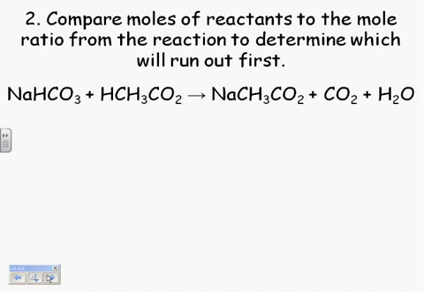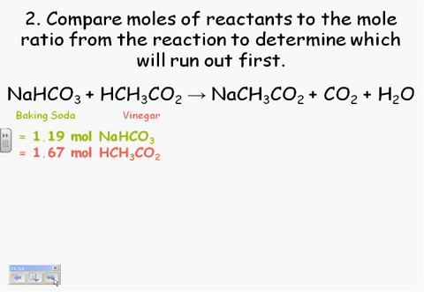So we have our chemical reaction written here, and we have our numbers: the amount of baking soda and our amount of vinegar, the moles. We need to compare them and figure out which one's going to run out first. Okay? We have 1.19 moles of baking soda and 1.67 moles of vinegar. Now, this is a limiting reactant problem, and it's difficult, but it's about the easiest limiting reactant problem that you can possibly do. We're trying to start you off easy here.